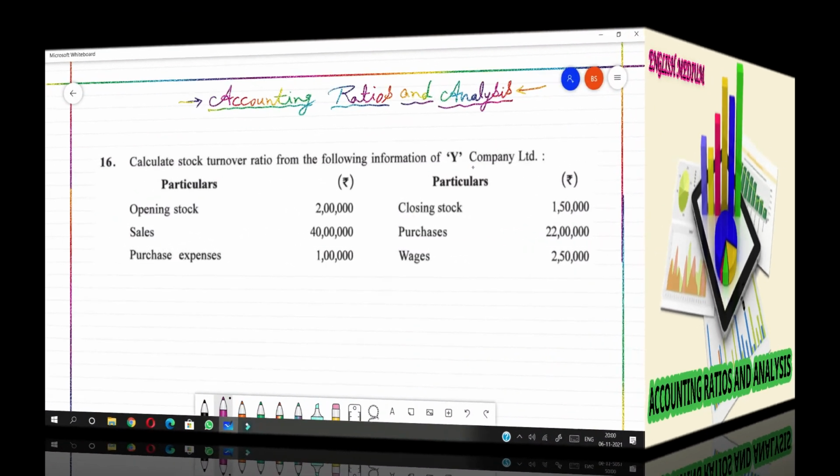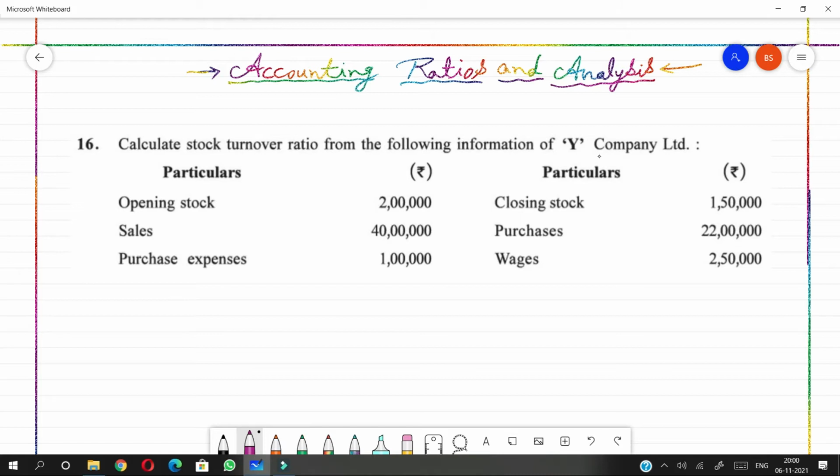Good morning students. Today we are going to understand the next two sums from accounting ratios and analysis. Sum number 16. Calculate stock turnover ratio from the following information of Y Company Limited.